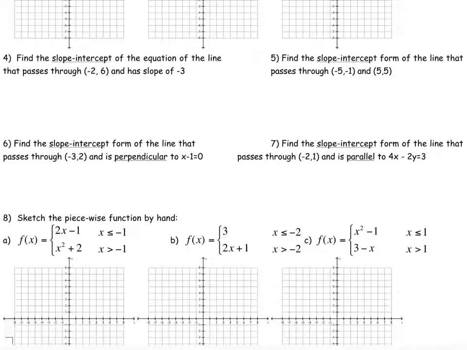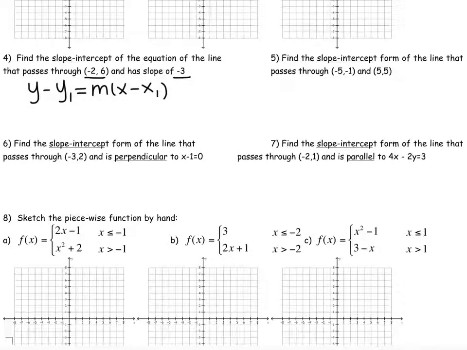Question number 4. Find the slope-intercept equation of the line that passes through negative 2, 6 and has a slope of negative 3. So we're given the information of a point and the slope. I'm going to directly plug it into the point-slope form, which is y minus y1 equals m times x minus x1. So plug in the given values.